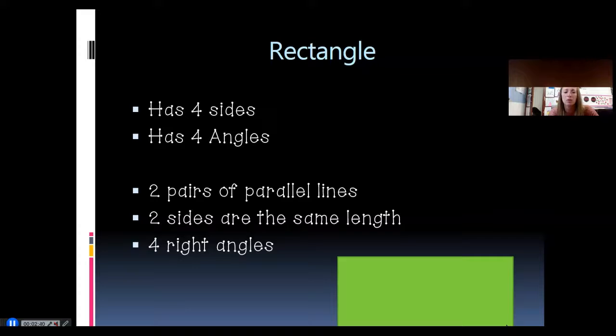They will never touch. Now, in a rectangle, two sides are the same. This side is the same as this side, and this side is the same as this side. Also notice it has four right angles. A right angle, a right angle, a right angle, and a right angle.